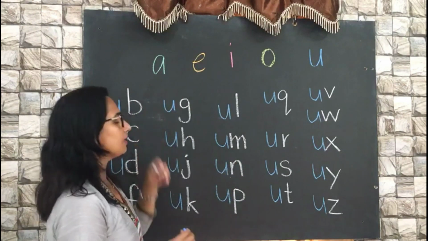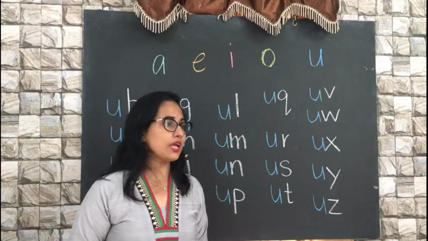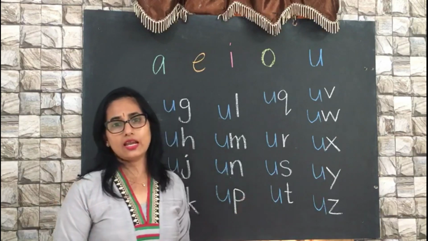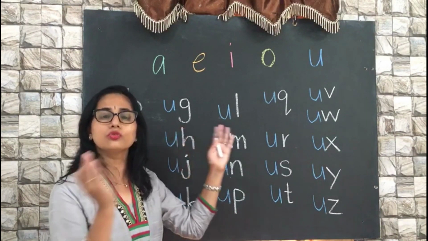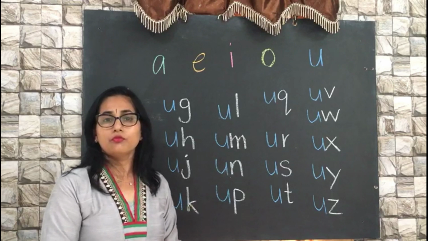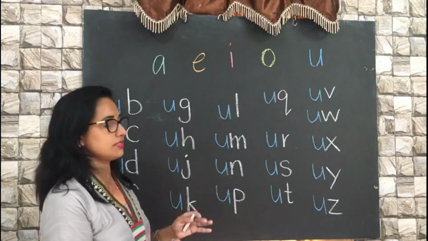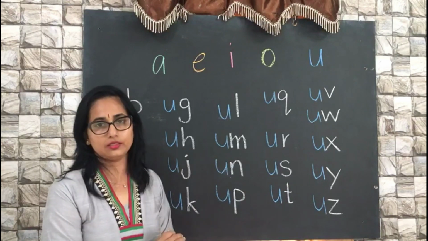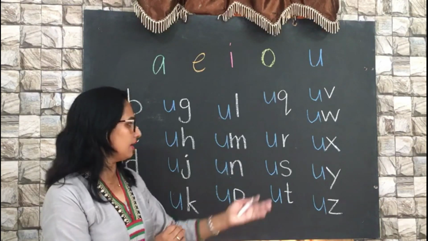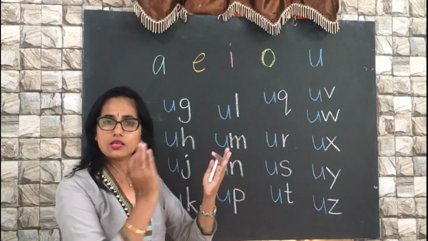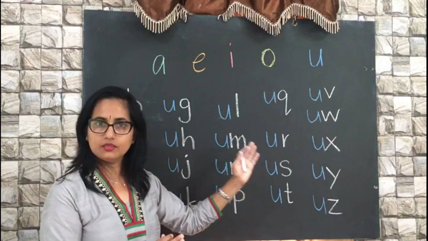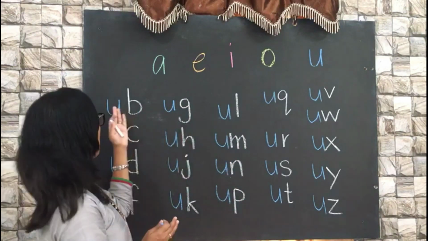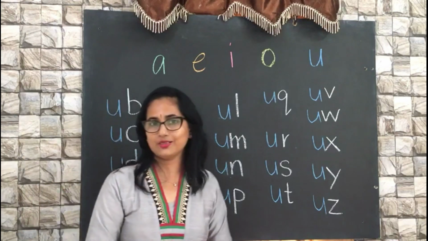If you ask me how long you should give practice to your child, the concept of joining vowel along with the consonant, I would like to say that till your child is thorough in joining the sounds together. That means when you are writing a vowel and a consonant together, your child should be in a position to read it together by joining the sounds, like us, up, ug, ub, like that.